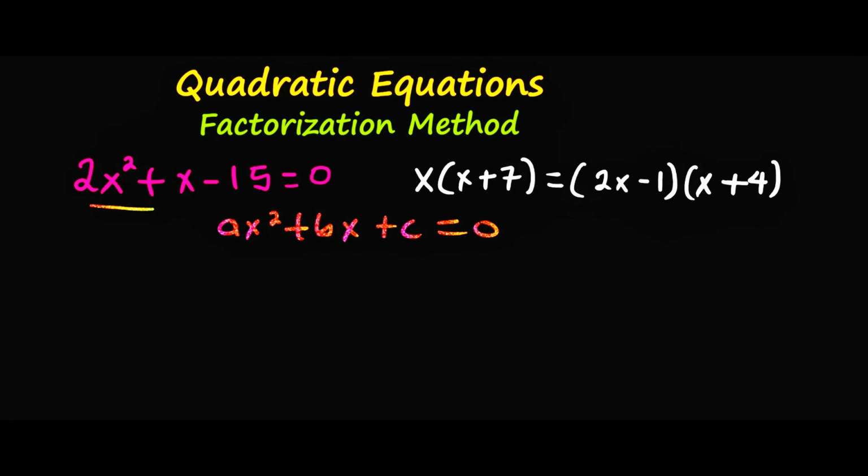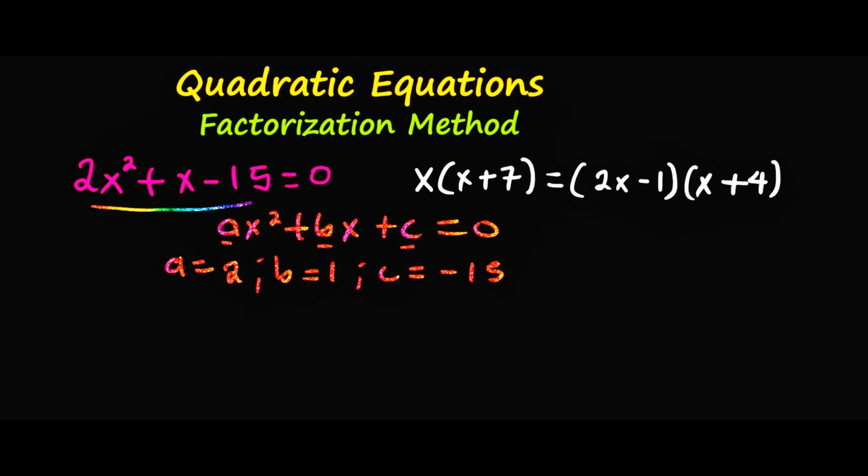Our first equation is in standard form, so we can just go ahead and solve it. Another thing that you need to do is identify a, b, and c from the equation. In our equation, a is 2, b is 1, and c is minus 15. In factorization method, you will look for two numbers whose sum is the same as b and the product is the same as a times c.